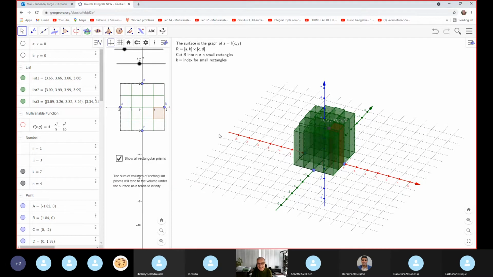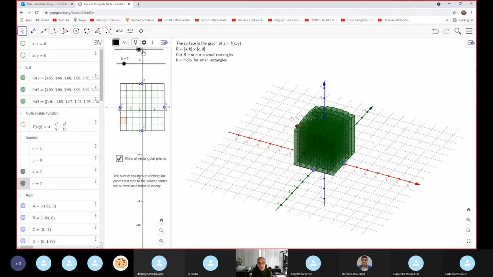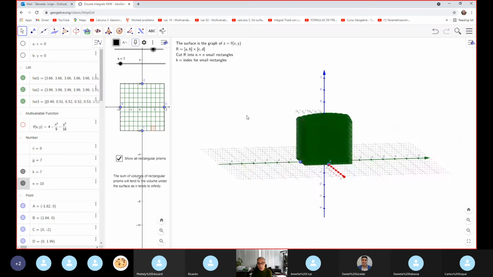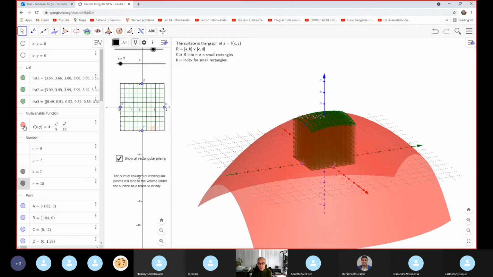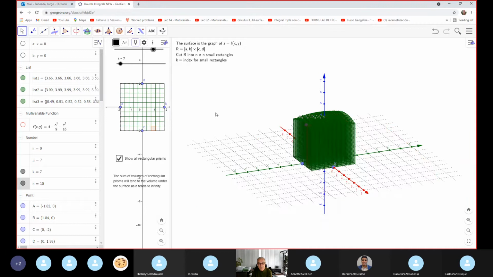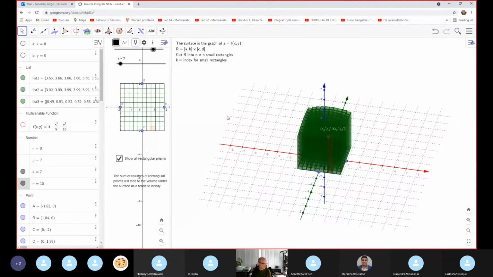However, see, you are increasing the number of rectangles. Look at that. Wow, amazing. So you see now the volume of this surface over the rectangle that I declared as a region. Now everything is super clear. I created this animation, guys.